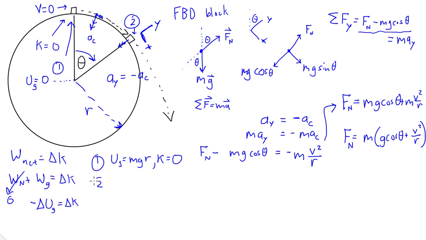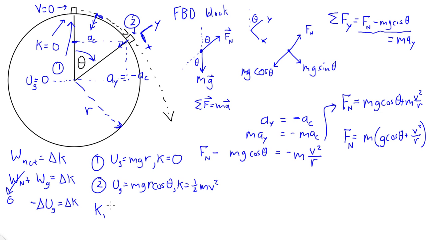Okay, at point 2, the potential energy for gravity is mg, and then how high up are you? Well, you're up this high, and that distance is, this here, which is r, the radius of the sphere, times the cosine of the angle theta. So mgr cos theta, and then k is 1/2 mv squared.